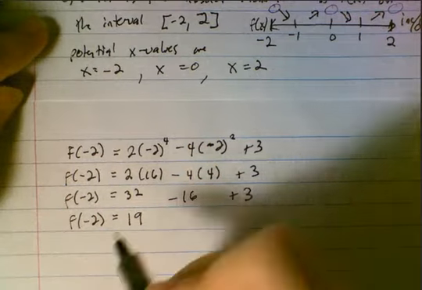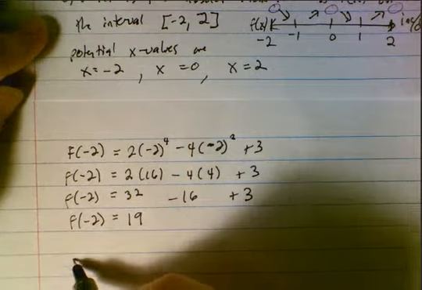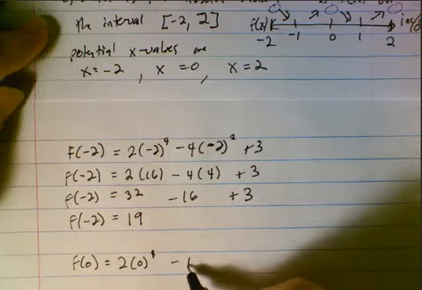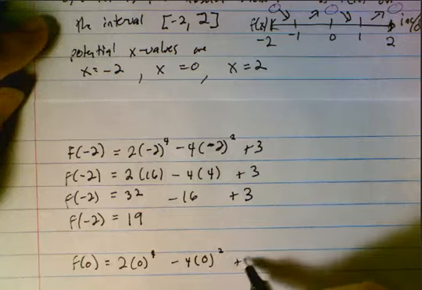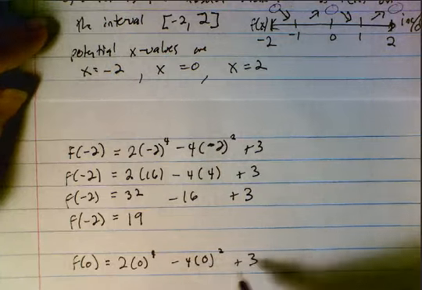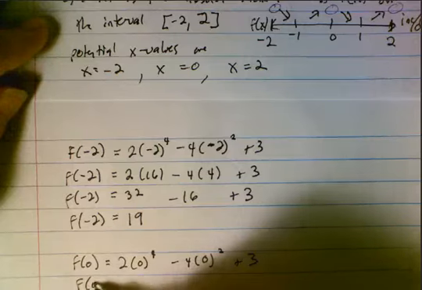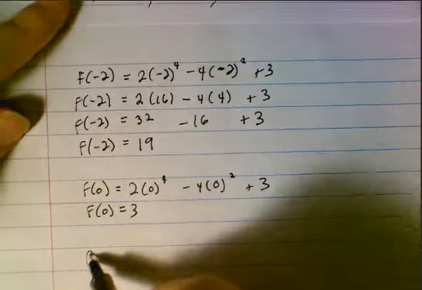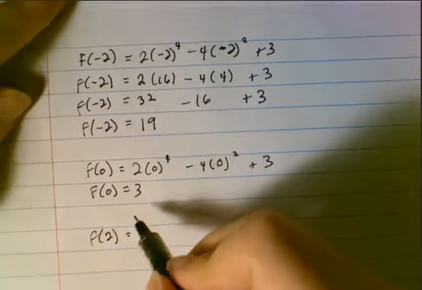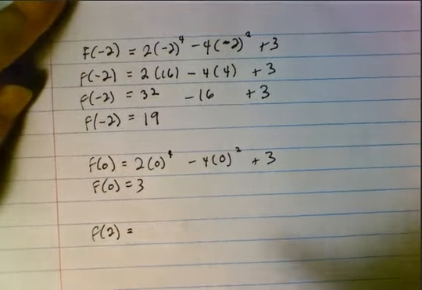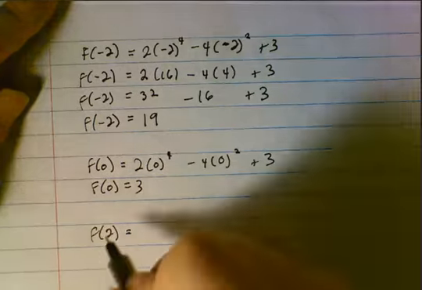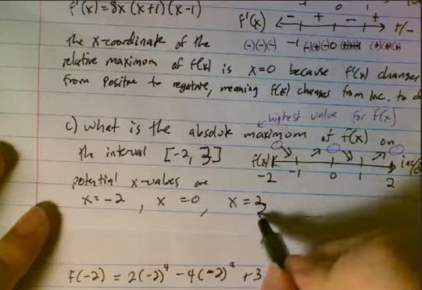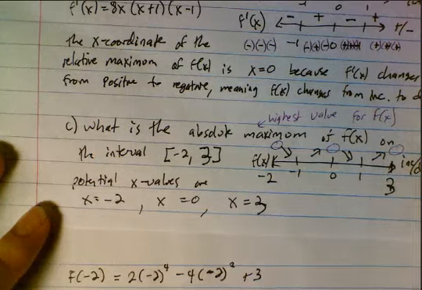So there's one of them. Now we'll do f of 0. 2 times 0 to the 4th minus 4 times 0 squared plus 3. Gotta love those zeros. Those terms drop out immediately. f of 0 equals 3. And then our final one is f of 2. My bad, I copied the problem down wrong. I meant to have this be 3 instead of 2.